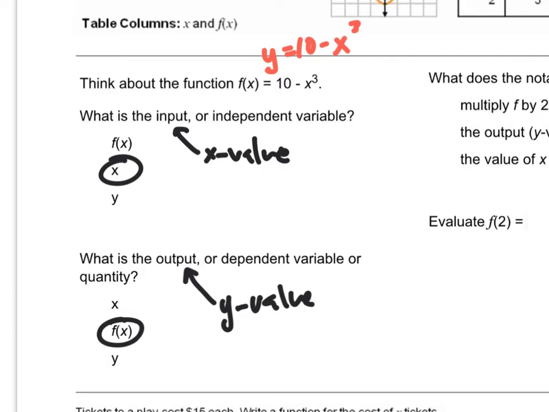To help me understand what that means, I'm going to write y equals 10 minus x cubed. But you have to make the connection that y and f of x mean the same thing, okay? y is your output or your dependent variable. Would it matter which one you would answer for the second one? Because they're the same thing.